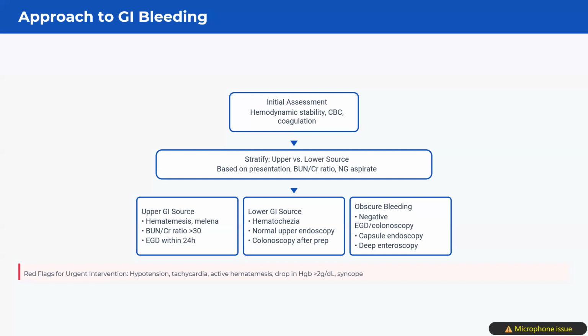In the meantime, you can do CT angiography to localize before the intervention. And if both upper and lower scopes are negative, then you have to evaluate for small bowel sources. That's where capsule endoscopy is going to be useful.